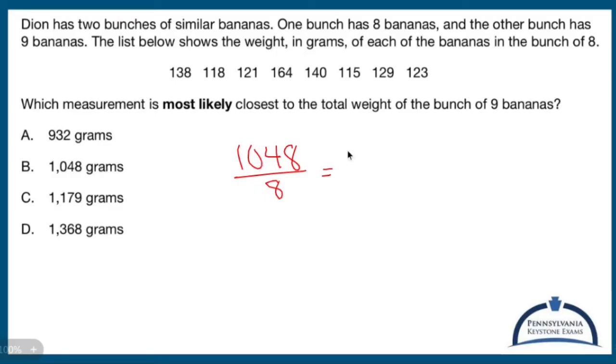What's 1,048 divided by 8? I'm using Siri. 131. So if 8 of them cost about that much, then the average banana being added to a bunch of 8 to get you 9 is looking at 1,179, which is C. Strange problem.